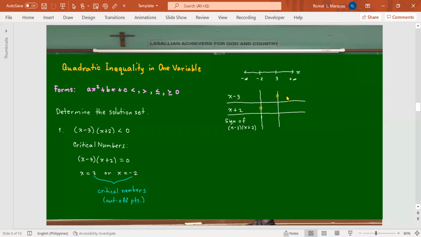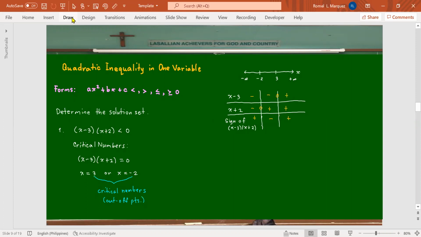To the right of 3, x minus 3 is positive; to the left of 3, negative. Any number you assign to x that is to the left of 3 makes it negative, except when x is 3. To the right of 3 it is always positive, let's say when x is 4, when x is 5, and so on. What about x plus 2? To the right of negative 2, positive; to the left, negative. And then get the product: positive, negative, positive.